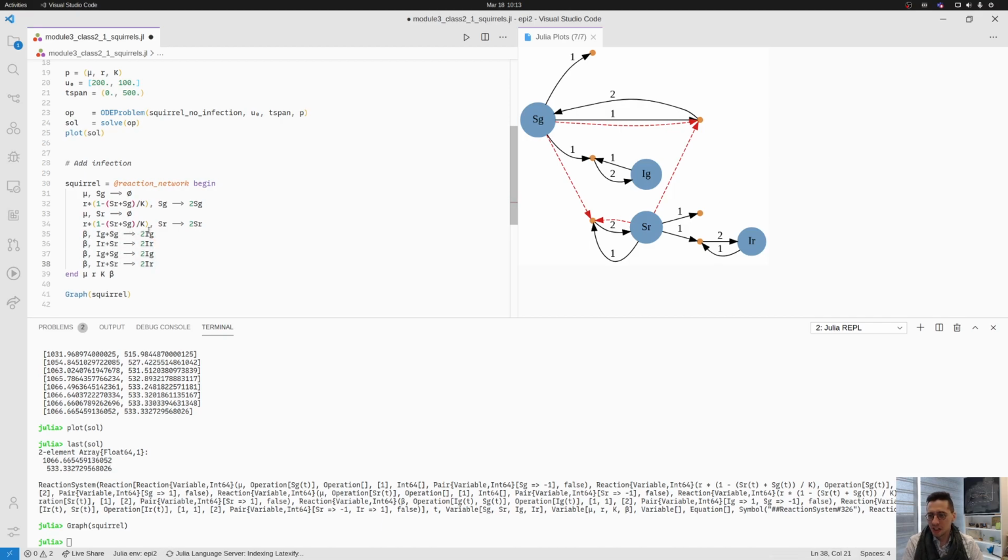And we're going to make a huge simplification by saying that it's actually happening at the same rate. We can change that later if we want. But we need to add two reactions. The first one is what if a gray squirrel who is infectious is infecting a red squirrel who is susceptible? And then it's the other way around, obviously.